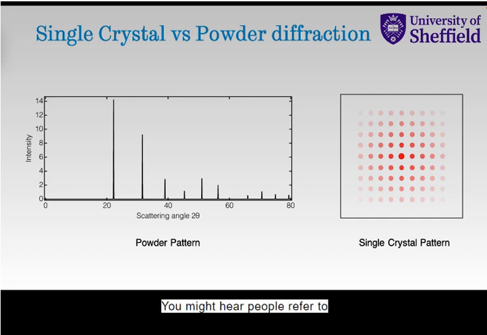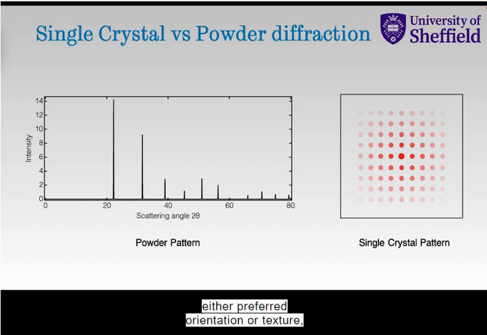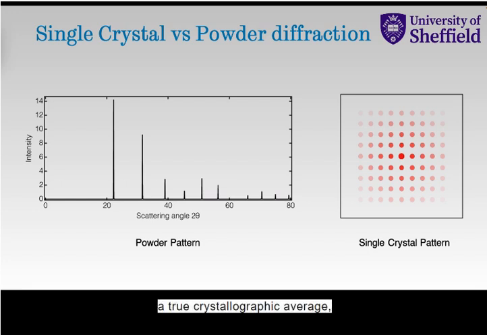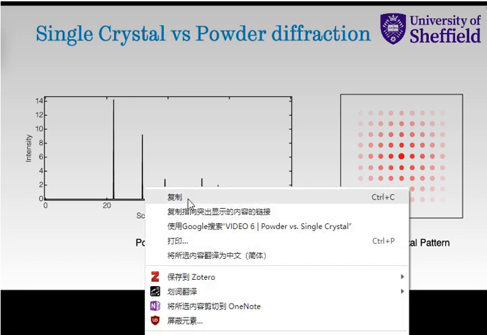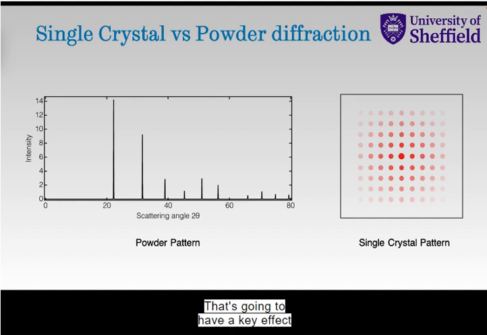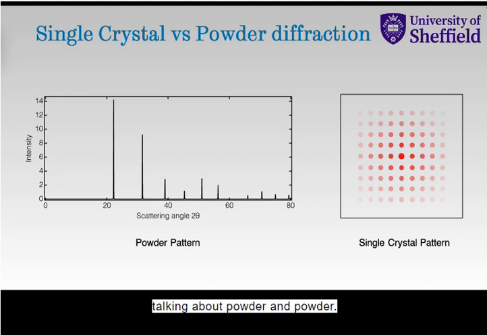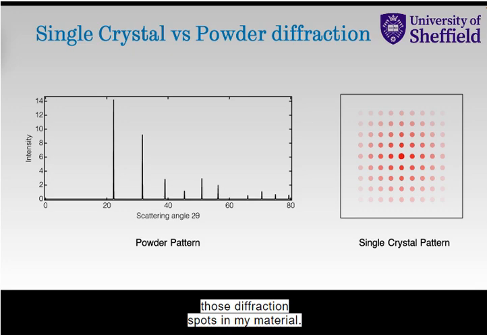So you might hear people refer to either preferred orientation or texture, which means that we don't have a true crystallographic average, but instead certain crystals are aligned in certain directions preferentially. And that's going to have a key effect on our diffraction pattern, which we'll discuss in more detail later. But the key thing to realise here is that if we have a powder, and generally in this course we're talking about powder diffraction refinement, we're going to get this one-dimensional diffraction pattern with crystallographic peaks corresponding to those diffraction spots in my material.